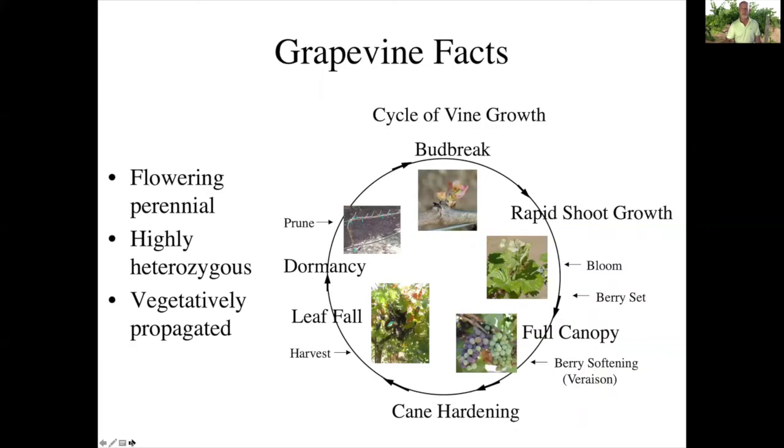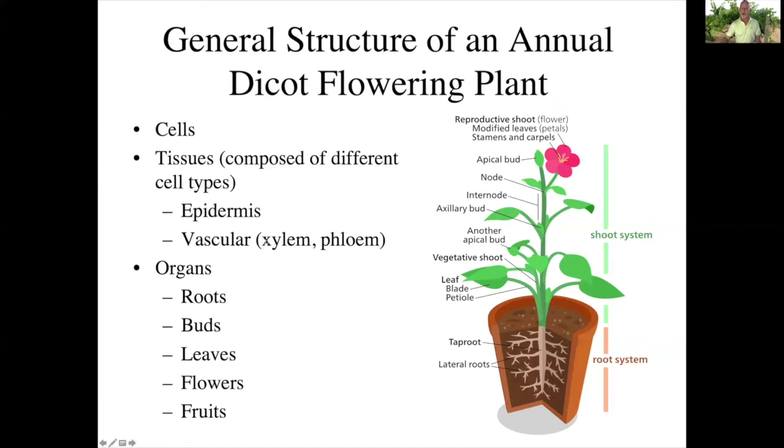Okay, a few grapevine facts here to put us in perspective. So not only is grapevine a flowering plant, but it's not an annual plant, it's a perennial plant. Oh, and I need to go back, I'm sorry. I forgot to mention the different parts here.